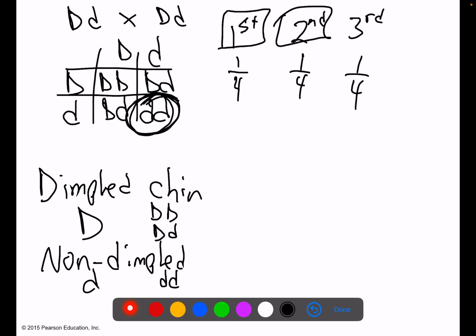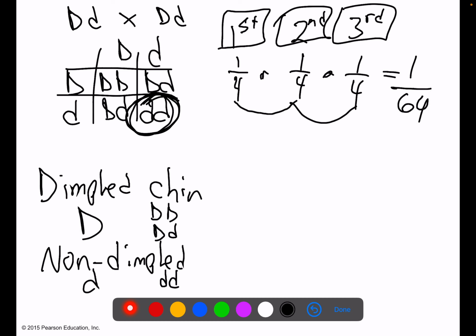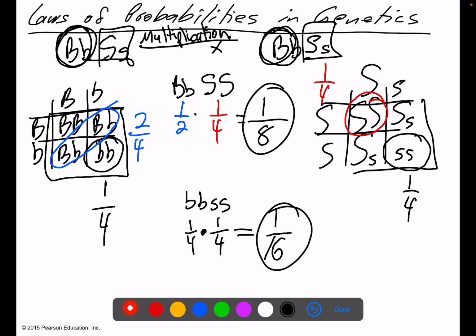Aren't these multiple pregnancies? Yes. Multiples. Multiply. 1 times 1 times 1 is 1. 4 times 4 is 16, times 4 is 64. That's the law of probabilities, also known as the law of multiplication. When do you multiply? When you have multiple genes. Dihybrid crosses, for example.